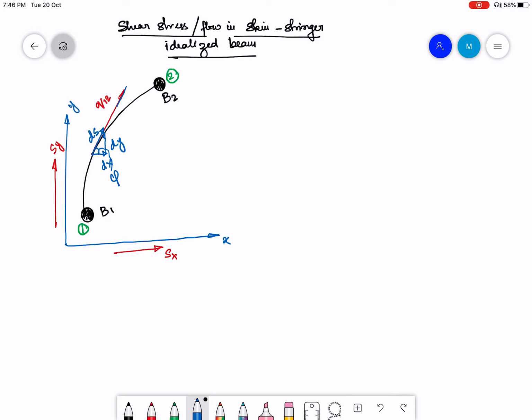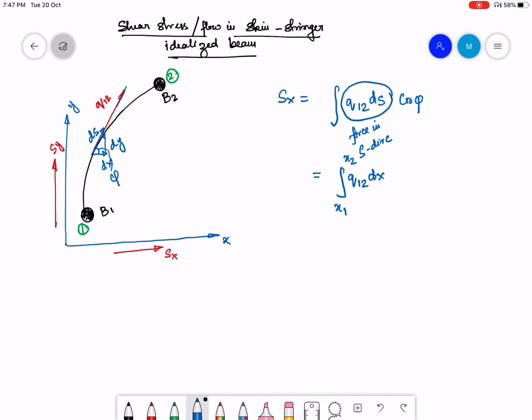Let us try to balance Sx. If I balance Sx in terms of the shear flow q12, then Sx is going to be the integral of q12 into ds, which is the force in the s direction, into cos phi, phi being the angle between s and x. Now ds into cos phi is nothing but dx, and the limits of the integral are from x1 to x2, where x1, y1 are the coordinates of point 1 and x2, y2 are the coordinates of point 2.